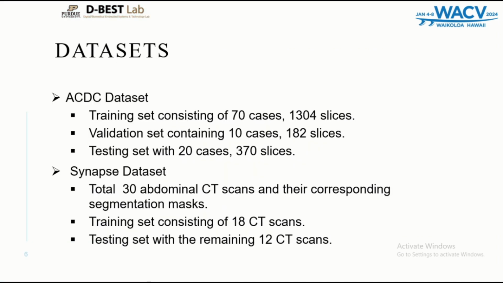For this study, we have used two popular medical image segmentation datasets named ACDC and Synapse. The ACDC dataset has a total of 100 cases, which are divided into training set, validation set, and testing set. The Synapse dataset has a total of 30 abdominal CT scans and their corresponding segmentation masks, which are divided into training and testing sets. These divisions follow the suggestions of the dataset curator.